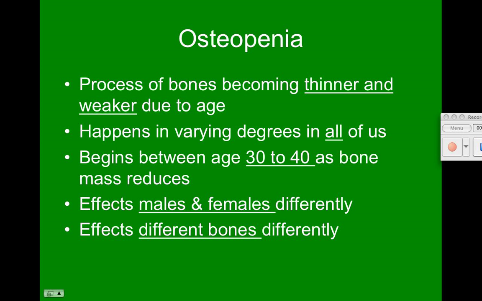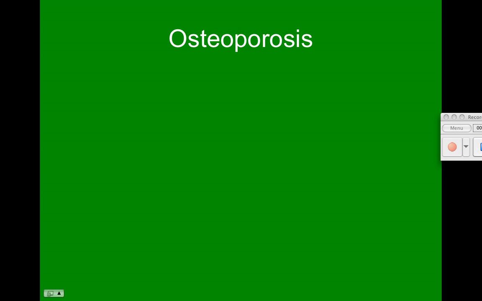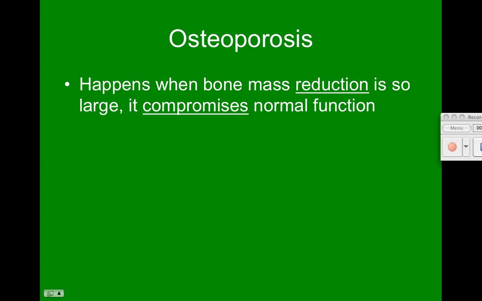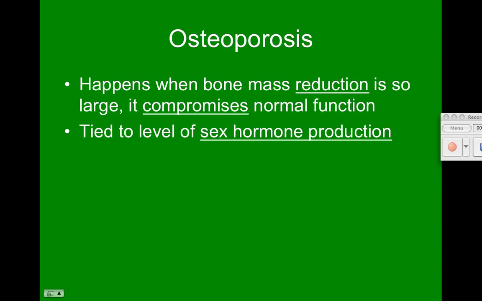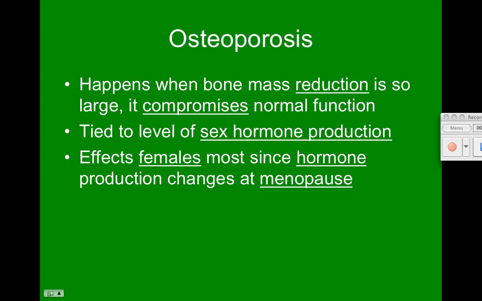Obviously, larger bones like the tibia and femur have more to lose than, say, our auditory ossicles in our ear. Now, if osteopenia is very severe, it can become osteoporosis. And this is when our bone mass reduction is so large it compromises the normal functioning of our bones. And this is tied to our sex hormone production, which is why you see this occur more in women than in men, because women go through menopause, which cuts off the production of our sex hormones. In men, the testosterone level decreases, but it's a much slower and more gradual process. Okay, so it affects females the most, since our hormone production changes.